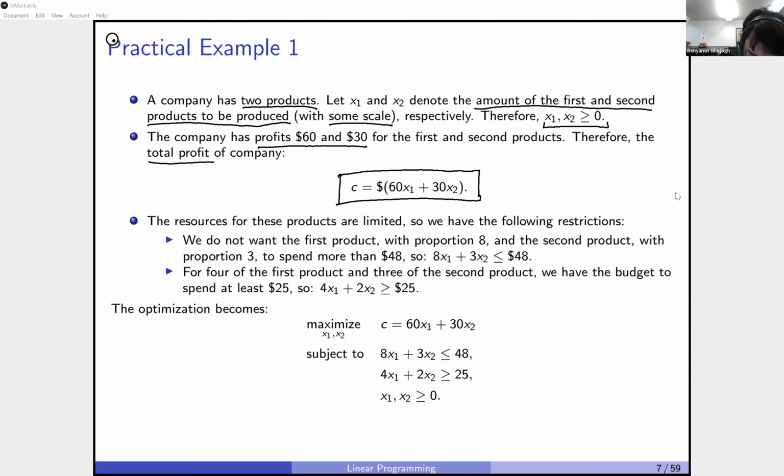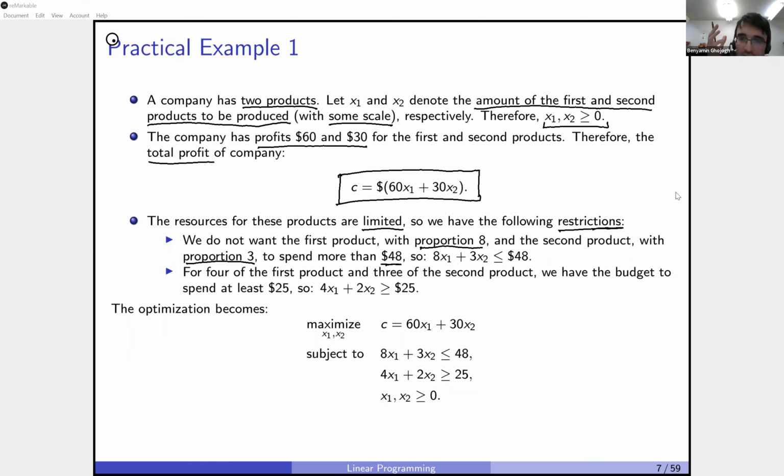Now, the resources for these products are limited. So we have some restrictions. These are the constraints. We do not want the first product with proportion 8, for example, and the second product with proportion 3 to spend more than $48, something like that. So 8 times x1 plus 3 times x2, I want it to be less than or equal to 48. I don't want to spend more than $48 for 8 of x1 and 3 of x2.